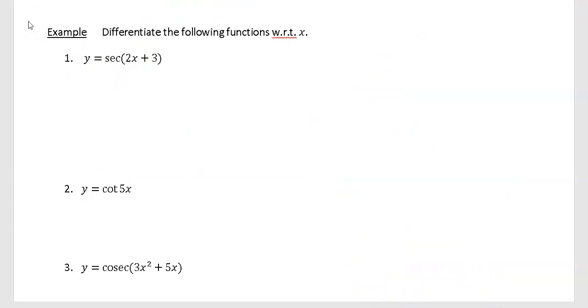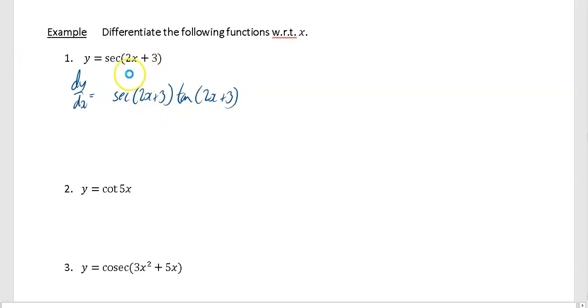Okay, now in these examples we're going to use the results which we have just proved. The first one says, differentiate the following with respect to x. Y is equal to sec of 2x plus 3. If you differentiate sec, we know from what we have just done, you get sec x tan x. So here you're going to get sec of 2x plus 3 times tan of 2x plus 3. Notice the angle part stays the same. Then if you differentiate the angle part, you will just get 2, and that's it.